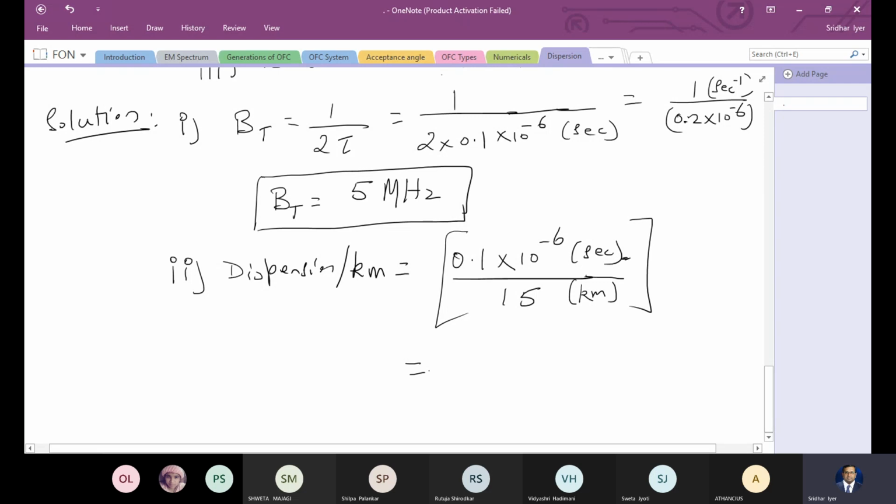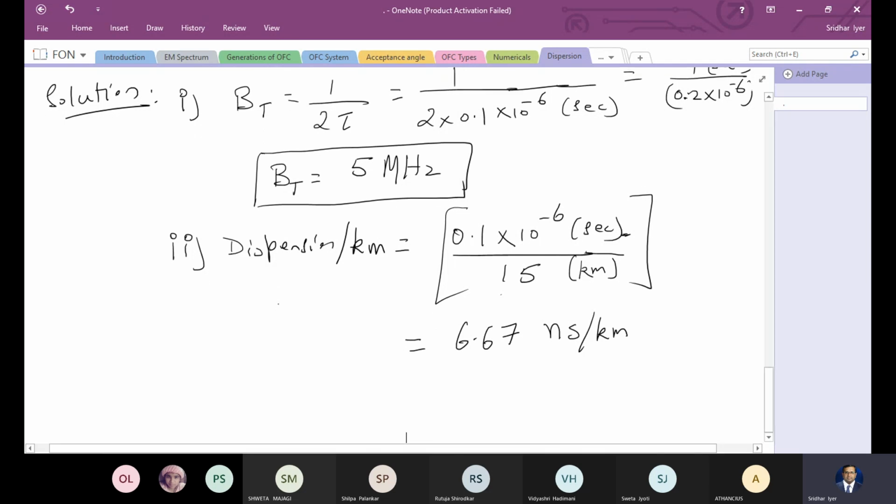So this calculation, 0.1 by 15, gives me 6.67. So we'll have 6.67 and you have a 10 raised to negative 3 as well, so 10 raised to negative 9, so nanoseconds per kilometer. So this dispersion per kilometer comes to 6.67 nanoseconds per kilometer.